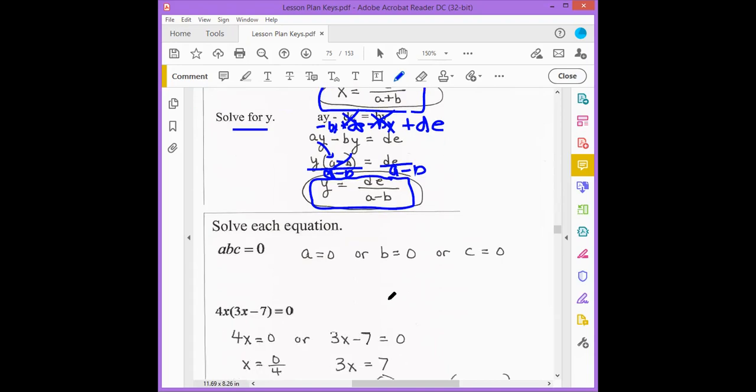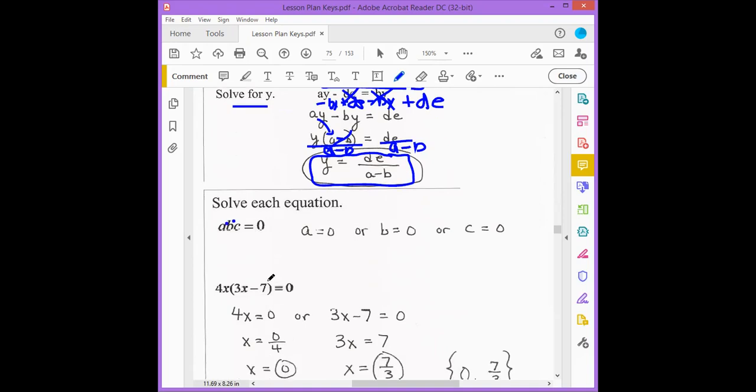All right, now we're solving this equation. It says A times B times C. ABC means we're multiplying all three of these variables together. A times B times C equals 0. So when we solve this equation, that means that either of these variables, either A or B or C, could be equal to 0. We don't know which one it is, but any of those could be equal to 0.